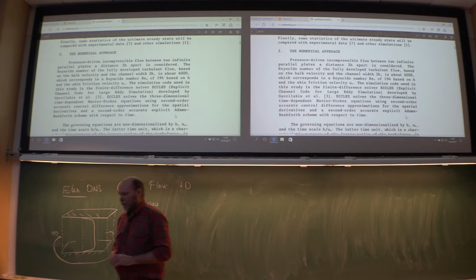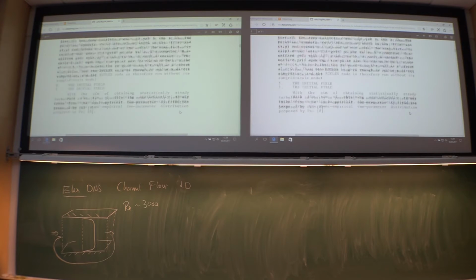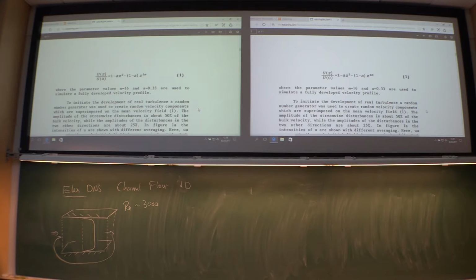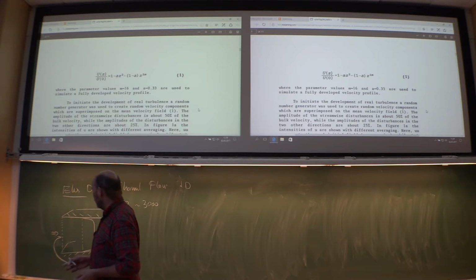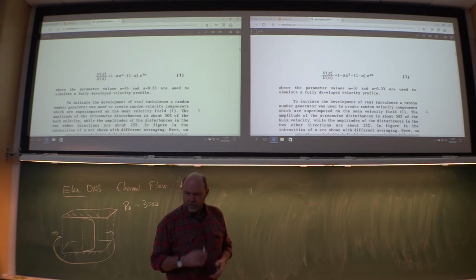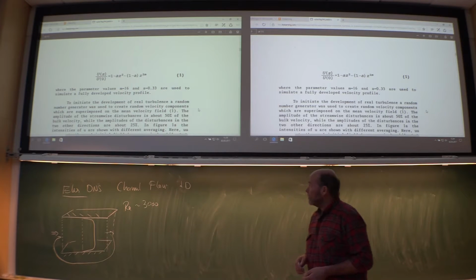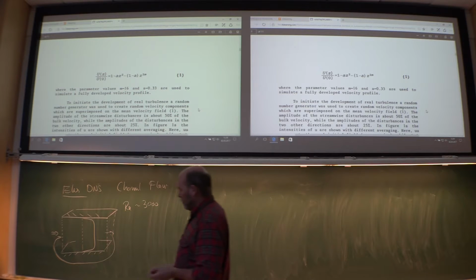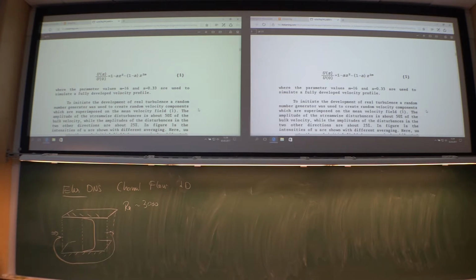So the next attempt, I sent in an initial field where you have just some empirical turbulent-like velocity profile together with a random generator. So I just used totally white noise superimposed with this averaged velocity profile.